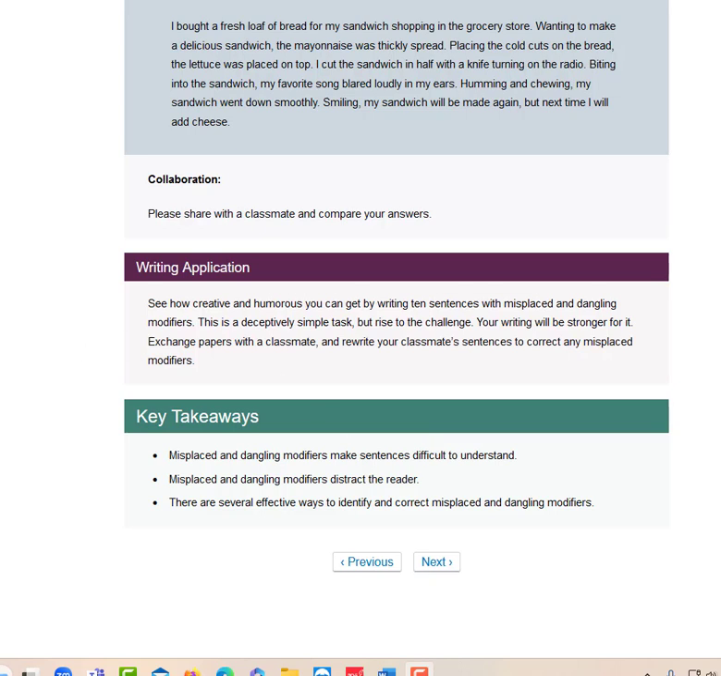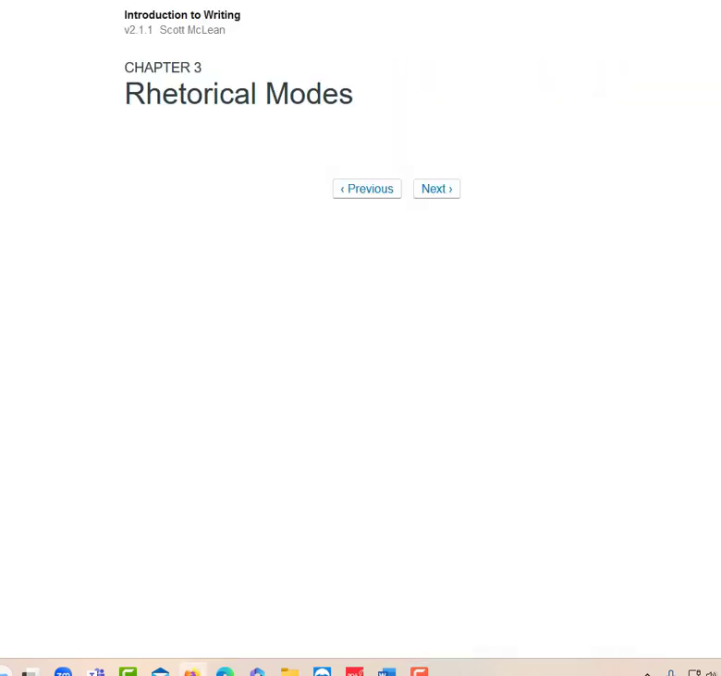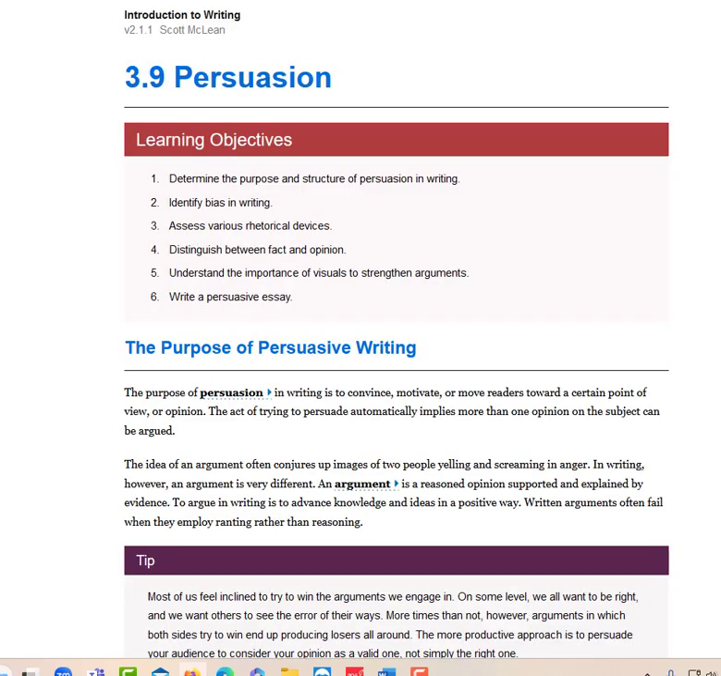And then for the next one, we're going to do chapter 3, section 9, persuasion. So section 9 is the persuasive essay. And so the purpose of persuasive writing.